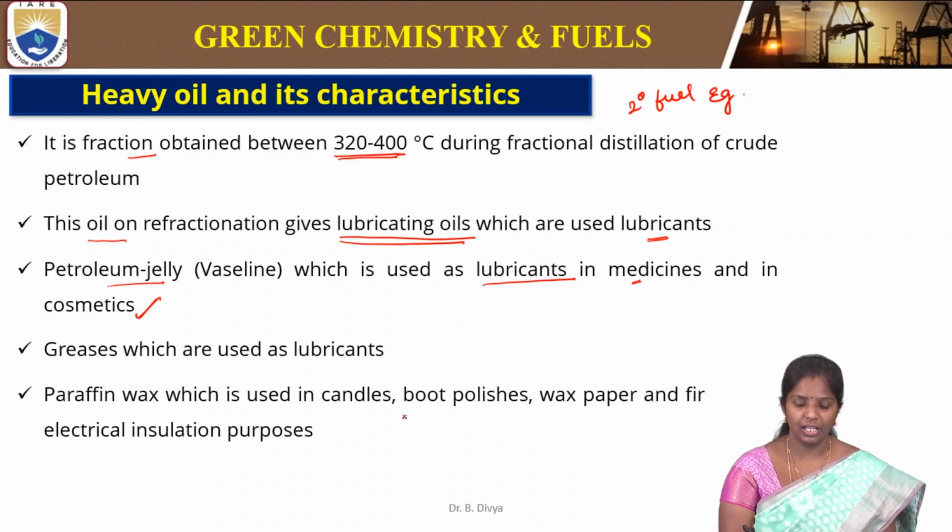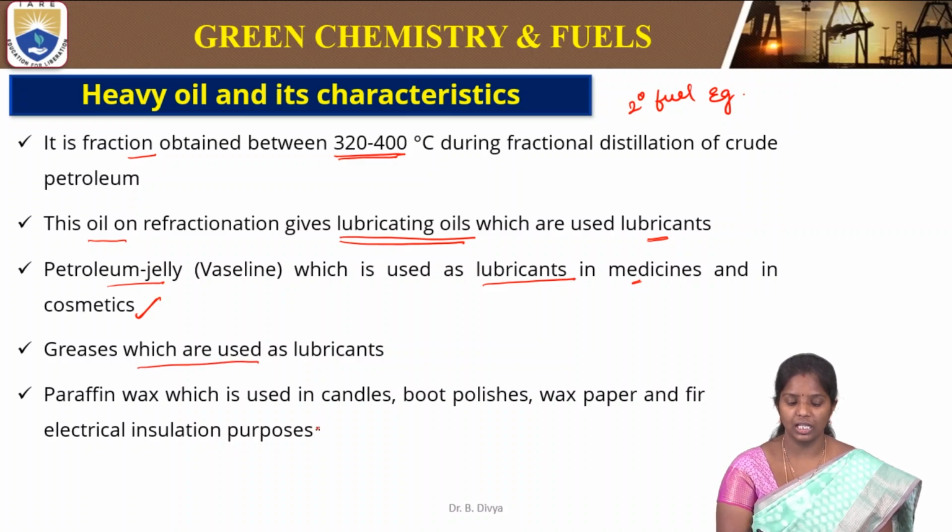So this is one of the examples of heavy oil. Greases, which are used as lubricants, are also coming from heavy oils. These greases are used for automobiles like bikes and cars, and these are coming from heavy oils.